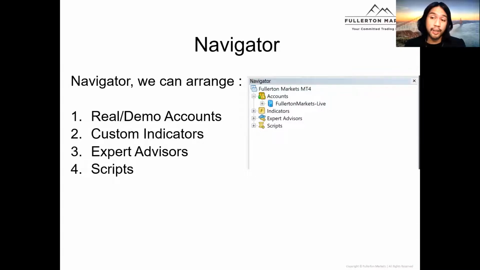What are expert advisors? Basically, expert advisors are robots. They're called EAs. They automate your trading for you. And lastly, we have the script. So these are things that you might be using when you're trading, and it's very important for us to know where to find them. My friends, the Navigator has all of these for you.